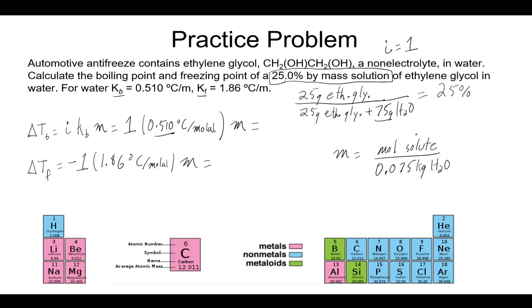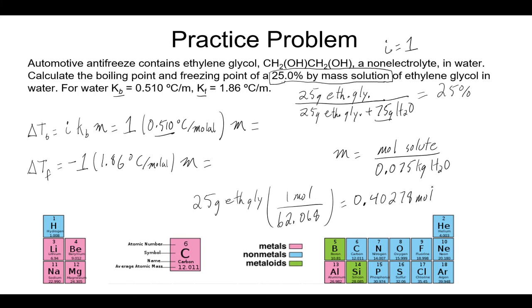The moles of solute is only slightly more difficult. I have to take this 25 grams of ethylene glycol and convert it to moles using the molar mass. The molar mass of ethylene glycol is, you can add it up from the periodic table there, but it looks like it should be 62.068 grams, which means the moles here is 0.40278. I'm just keeping a lot of digits here because in the end I can round off to my sig figs.